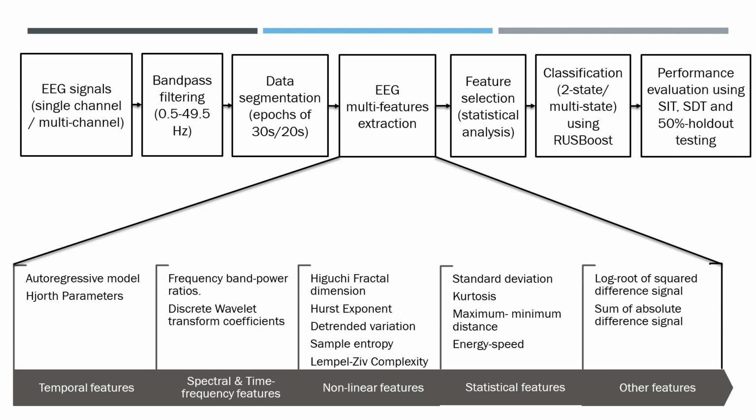The next step is feature selection, followed by the classification. And for that we have used a RUS boost classifier. Then finally we evaluated the performance of the model using 3 different validation techniques, that is SIT, SDT and 50% holdout testing. These will all be described in great detail in the coming slides.